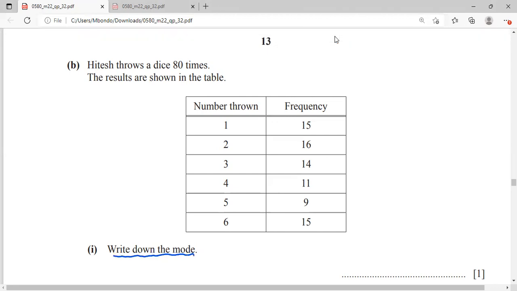So write down the mode. What is the mode? Which number on the die? You know that a die has got these 6 numbers. So which number appears the most, or has the highest frequency? We are going to look at the highest frequency, which is 16. It tells us that 2 appeared 16 times. So it is the mode.